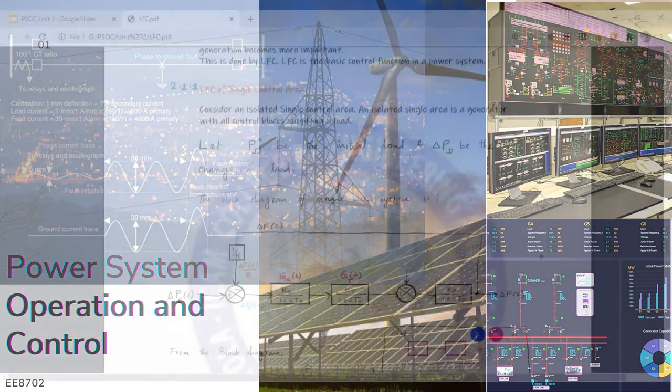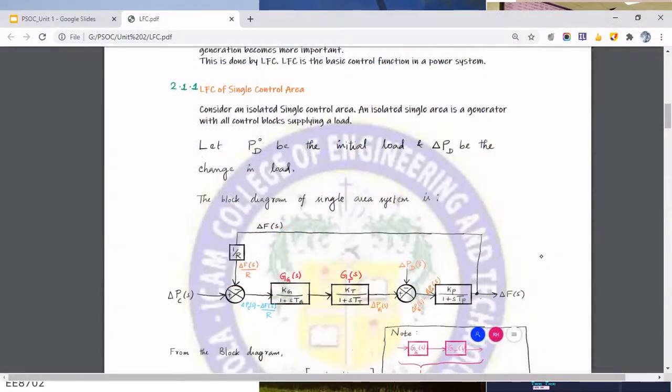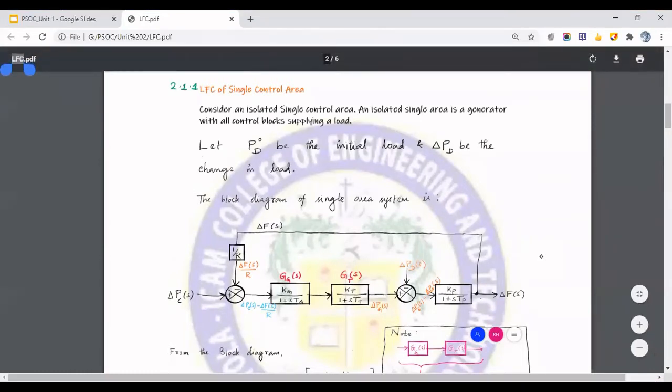Welcome back. In this video, I'll be discussing the dynamic analysis of load frequency control of a single area system, considering an uncontrolled case. An uncontrolled case is when we do not take the speed changer into effect. So the speed changer is not working, and we say delta PC of S is equal to 0.